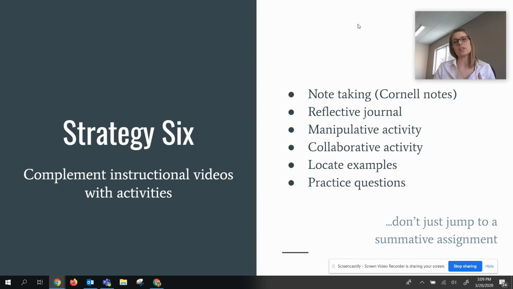It could also be having students locate examples. So you're talking about angles. Maybe you ask them, okay, now go take a camera or a tablet or a phone and go take 3 pictures of 3 right angles that you see in your house, and we'll upload them and we'll look at them together. And it could also just be some practice questions.